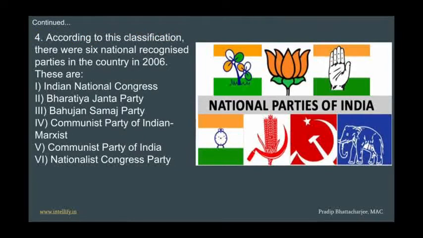According to the classification, there were 6 national recognized parties in the country in 2006. These were Indian National Congress, Bharatiya Janata Party, Bahujan Samaj Party, Communist Party of India Marxist, Communist Party of India and Nationalist Congress Party.